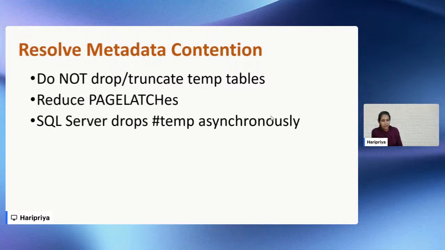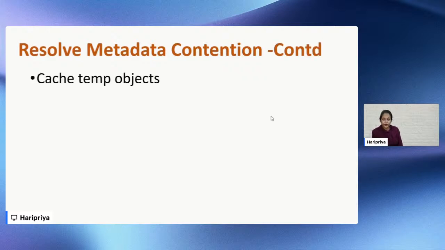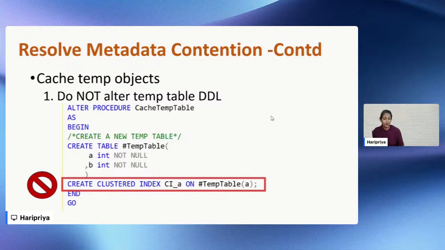And the second thing is, cache your temporary objects. How do we cache the temporary objects? There are a few key rules for this. And the first one is, do not alter your temporary table. So if you create your temporary table, do not create an index outside of the table definition.